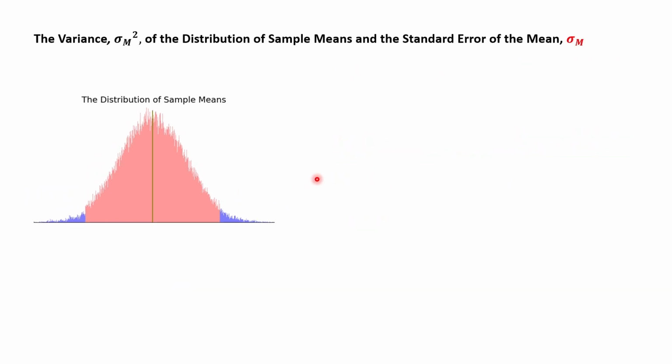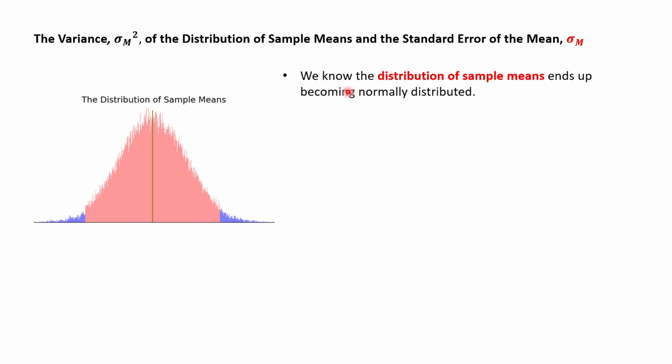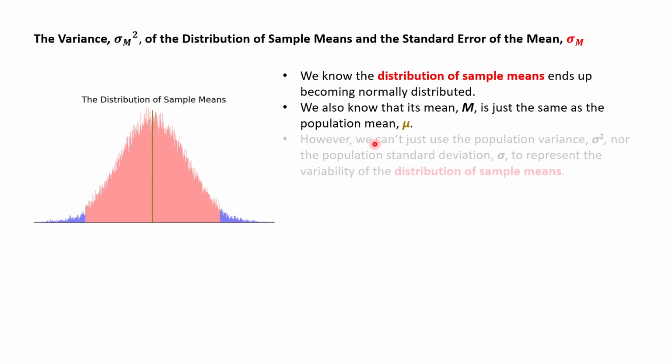Okay. So we now know that the distribution of sample means, because of central limit theorem, the law of large numbers, ends up becoming normally distributed. It clusters around the population mean and eventually forms this wonderful Gaussian bell shape. Now we also know that its mean is just the same as the population mean. The mean of this thing is gold. The mean of the population is also gold.